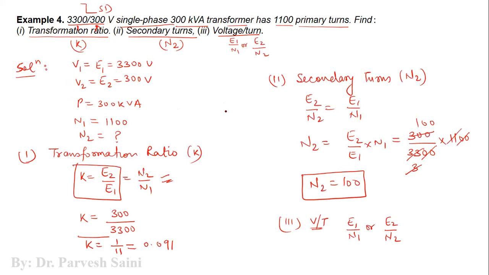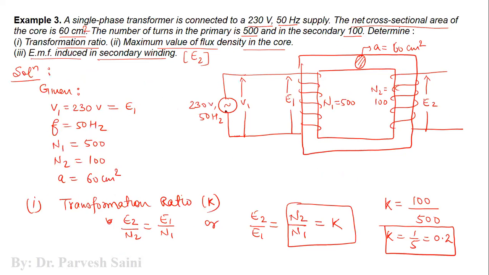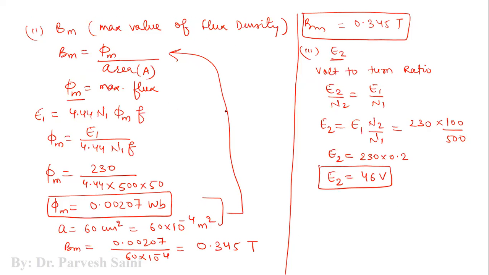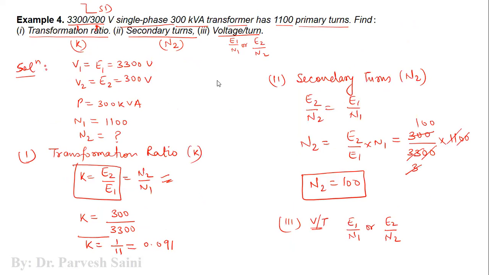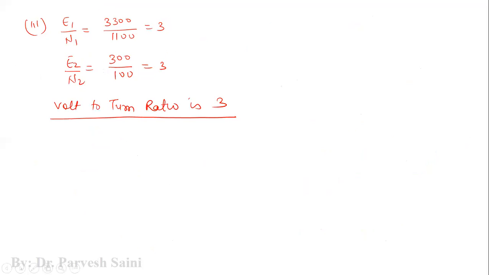So these were a few examples of the numericals related to the transformer, EMF equation and transformation ratio. I hope these numericals are clear to you. These are simple numericals which are based on simple formulas. So try to solve more such numericals on the EMF equation and the transformation ratio related to the transformer.